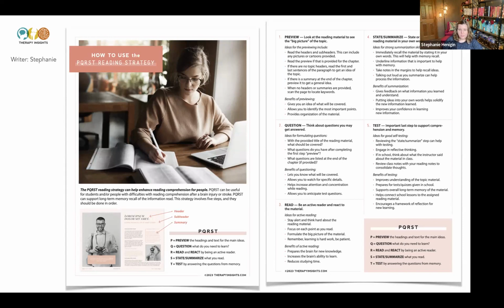So this strategy is really helpful to enhance reading comprehension for people. And it also has been proven to reduce studying time because the person is more engaged and already taking notes and already asking questions and testing themselves. So it's really helpful for people, or even just adults reading a newspaper article. It doesn't have to be a college textbook. It can be as simple as reading the newspaper again.